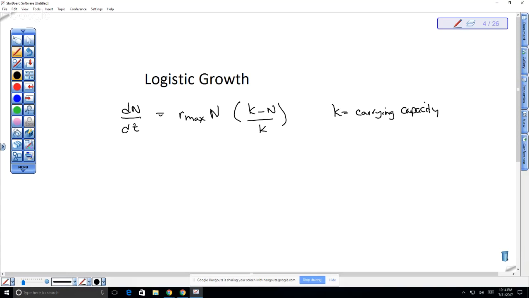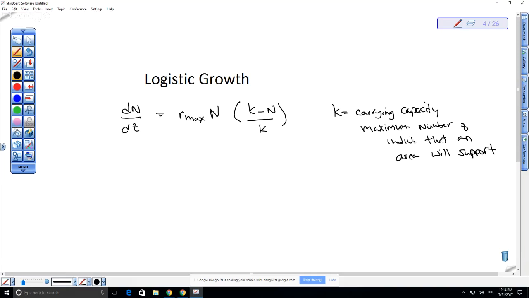Carrying capacity, we'll talk about in a lot more detail, but carrying capacity is the maximum number of individuals that the environment will support. So this is the maximum number of individuals that an area will support, so the resources that are needed to support.